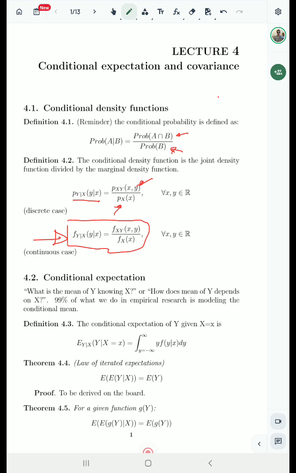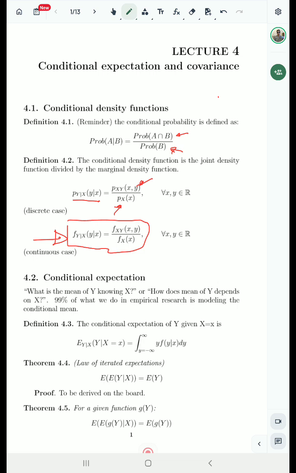Okay, so now let's look at conditional expectation. What does conditional expectation mean? We are basically trying to answer this question: what is the mean of y if you know the value of x? Or alternatively, how does the mean of y depend on different values of x?